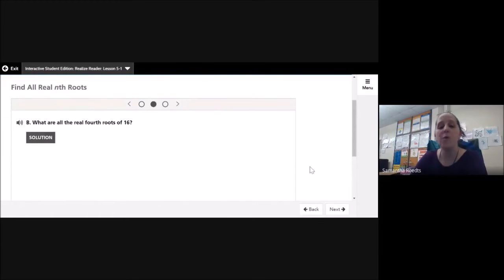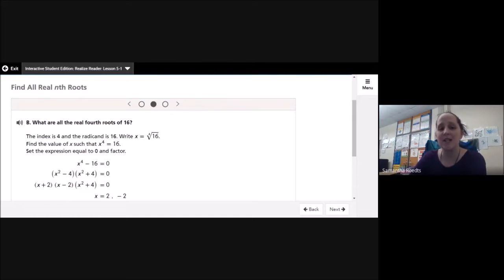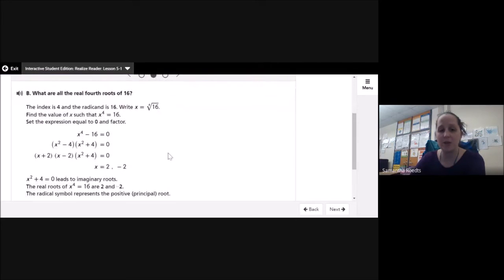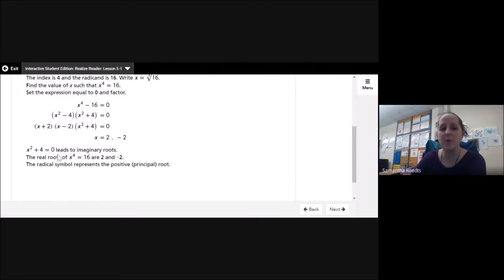So what are all the real fourth roots of 16? The index is 4 and the radicand is 16. I write x equals the fourth root of 16. I find the value of x such that x to the fourth equals 16. I set the expression equal to 0 and I factor. X to the fourth minus 16 is x squared minus 4 times x squared plus 4. X squared minus 4 factors as x plus 2 times x minus 2, so I get x equals 2 and negative 2. X squared plus 4 equals 0 leads to imaginary roots. So the real roots of x to the fourth equals 16 are 2 and negative 2. The radical symbol represents the positive principal root.